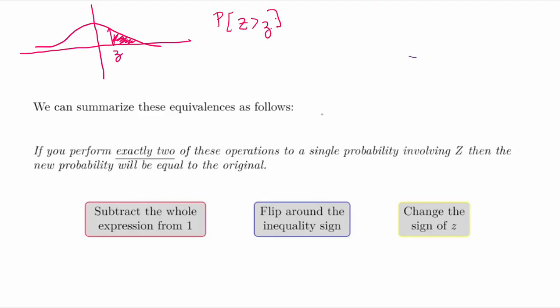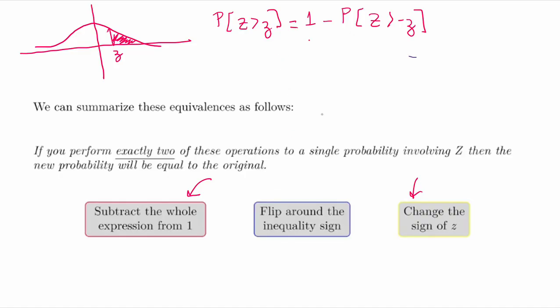I don't have that in the table. If you don't want to reason through the 2 choices that you have, you can come up to these 3 figures and say I have to do 2 of them. So for example, I can first subtract the whole expression from 1 and change the sign of z. So if I do that, 1 minus P of z, this is equal.